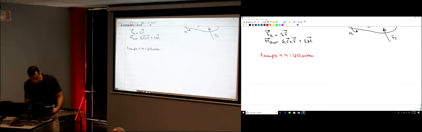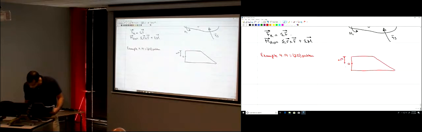We have an object that looks like this. This is point O. This distance is 0.1 meters. This distance is 0.1 meters. Okay? This object, there are some cables pulling on it.